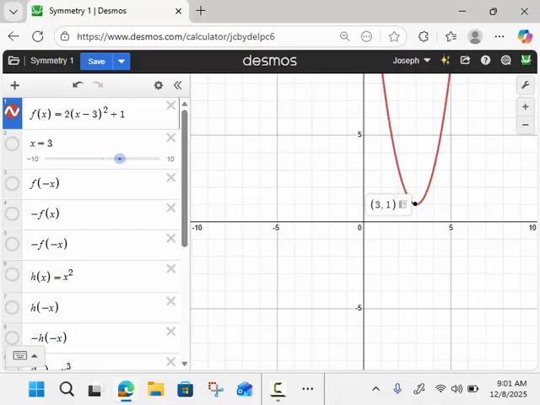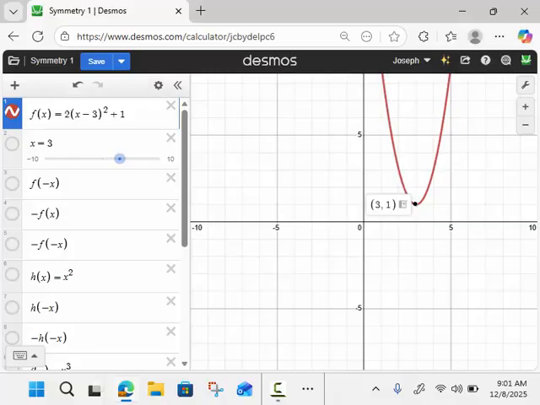So in this form, notice the x only shows up once, not twice, and the squared is here. So this is written as a transformation of x squared. This is just x squared moved to the right 3, up 1, and stretched vertically by a factor of 2. So you can see over here, 3.